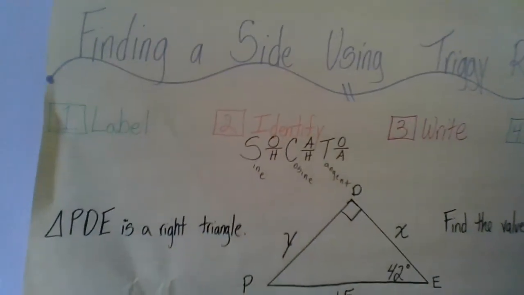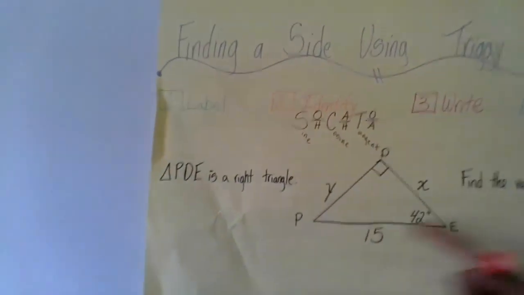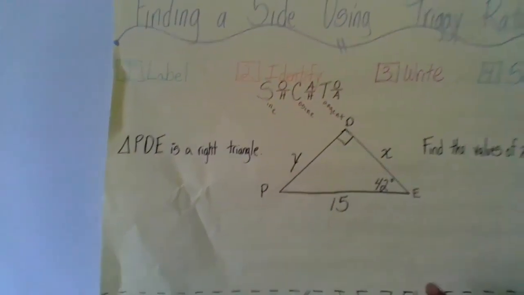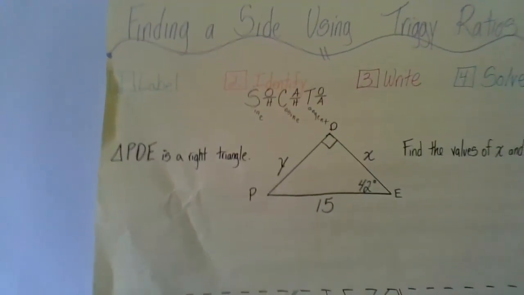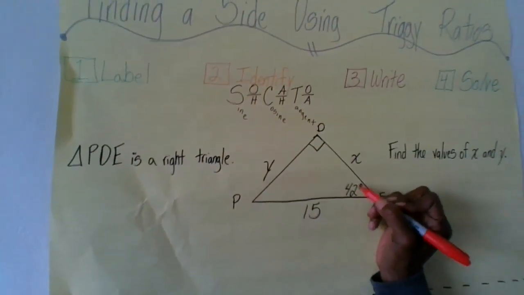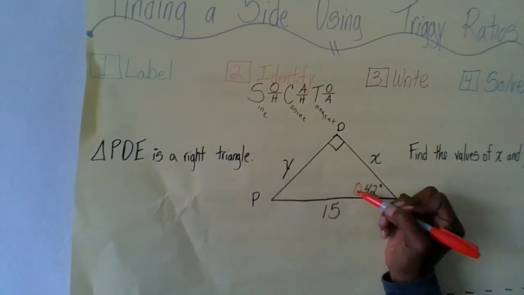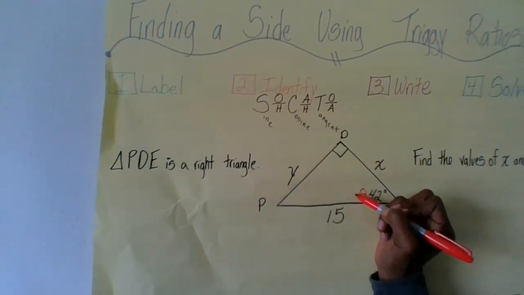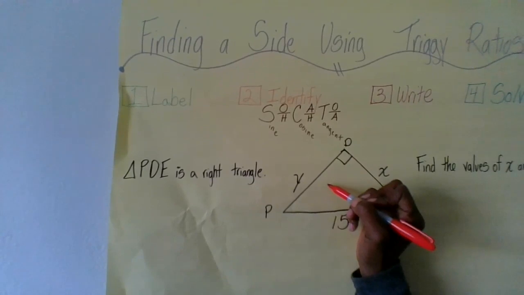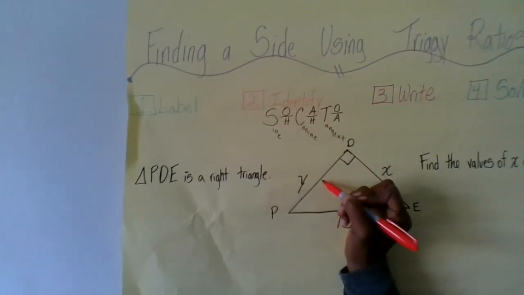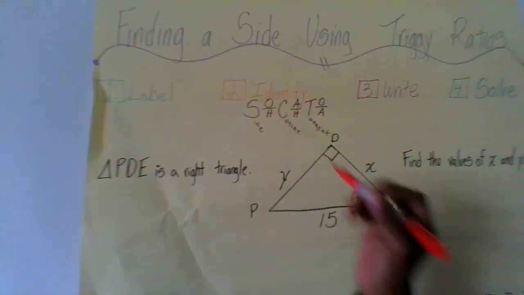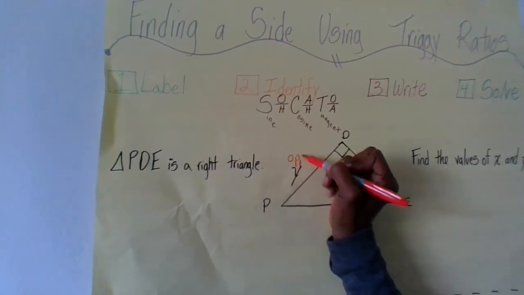Oh, step 1. Label. We need to label each side. Where's the hypotenuse? Where's the opposite side? Where's the adjacent side to the angle? So here's theta right here. And theta with the side that is always opposite, right in front of it. There's our opposite side of theta. It's right in front. So let's label that opposite.